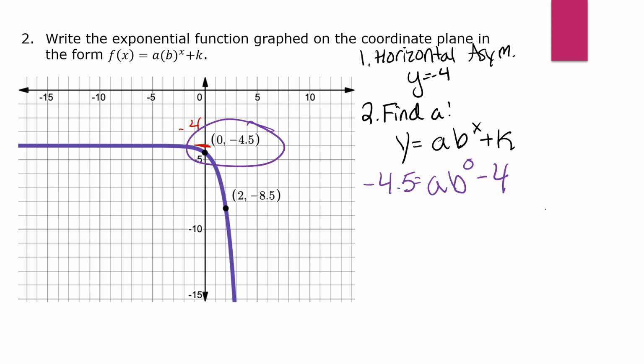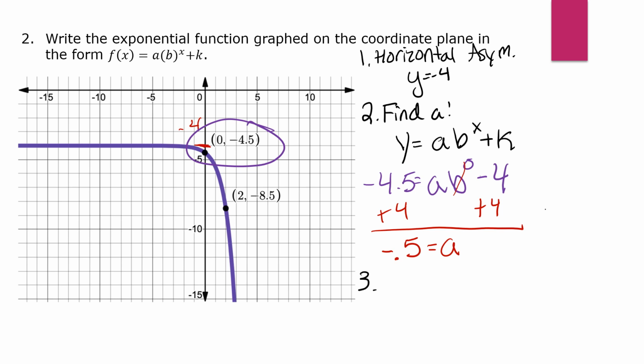All right, so we want to solve for my a, so I'm going to add the 4 over, and then b to the 0, remember that's just going to be 1, so it kind of goes away, and we just have a on the right side, and then negative 4.5 plus 4 is negative 0.5. So our a is negative 0.5.